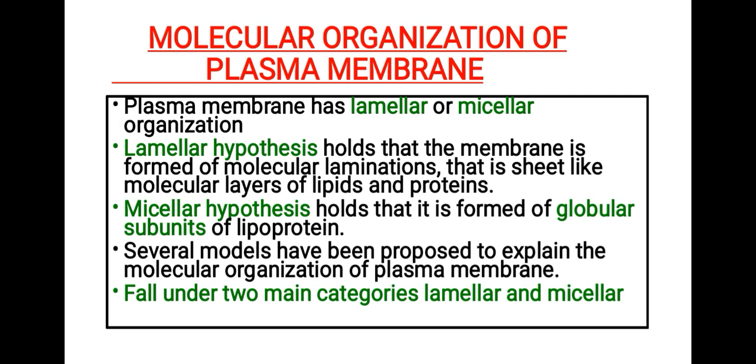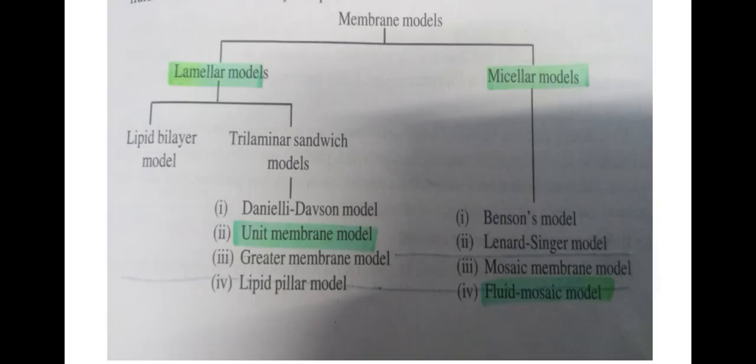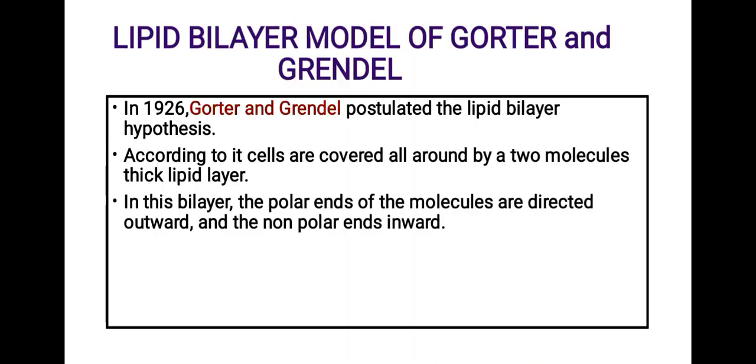Several models have been proposed to explain the molecular organization of the plasma membrane. Laminar and globular are the major ones. They fall under two categories, lamellar and micellar models. The models include the lipid bilayer model, trilaminar sandwich model, Danielli-Davson model, unit membrane model, crater membrane model, lipid pillar model, Benson's model, Lenard-Singer model, mosaic membrane model, and fluid mosaic model.